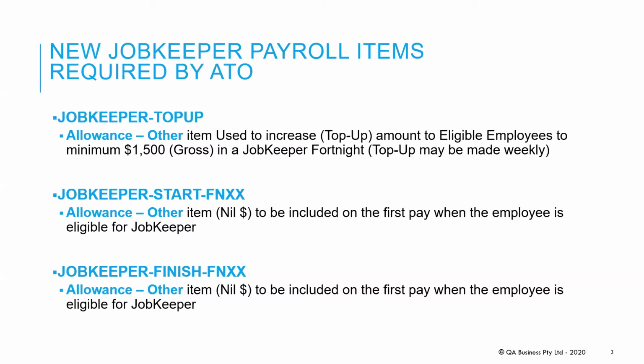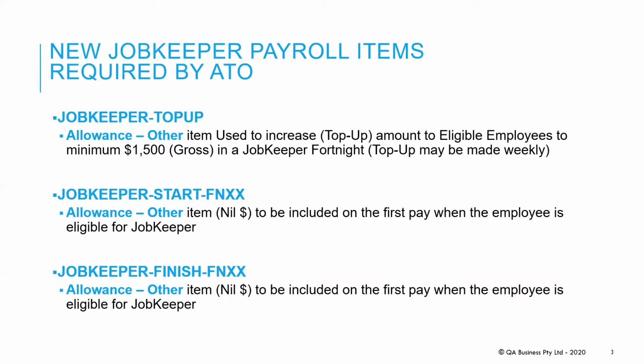JobKeeper-start-FN, and we've got XX there. XX just means which fortnight you are starting as an eligible employer, and this employee is starting for JobKeeper. Now, if you're starting in April, it's going to be 01. April is sort of an all-in-one month. Think of it almost like 2 fortnights. So FN 01 needs to be on there for this payroll item. Again, it's an allowance type other, but it's a nil dollar value. And it needs to be included in a pay within the April period. It doesn't necessarily have to be the first pay. And we'll talk about that in a minute when I get into the examples here.